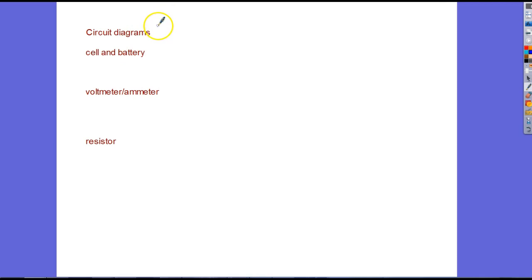Circuit diagrams. We like to draw nice, pretty pictures of circuits, simple, clean, orderly diagrams so that we can see what's happening more easily. The symbol that we will use for a cell is a short line followed by a long line. The short line is the negative side of the cell, and the long line is the positive side. I usually just call that a battery.